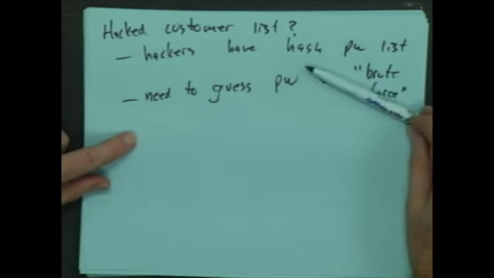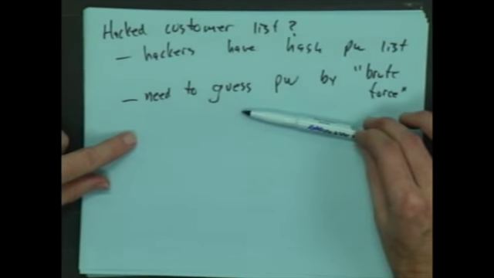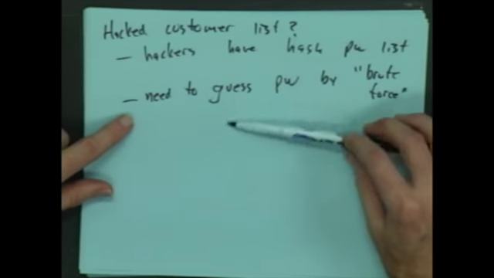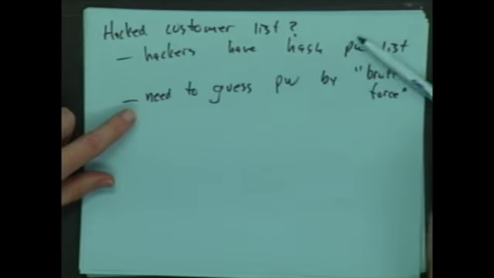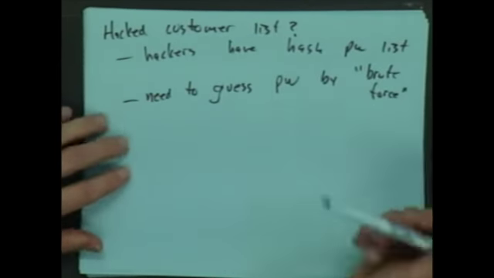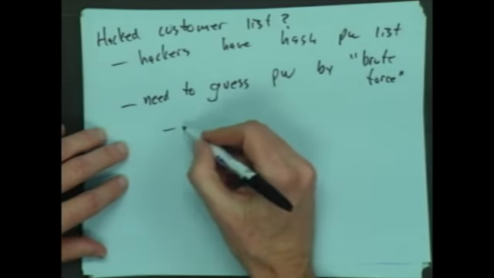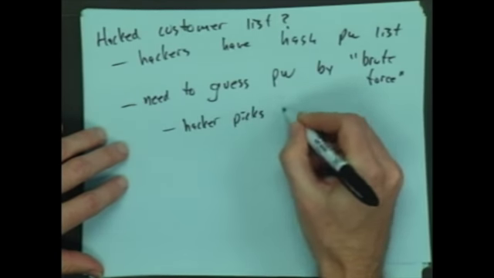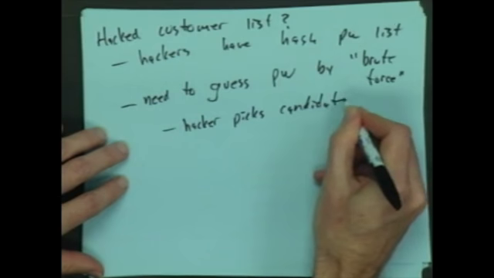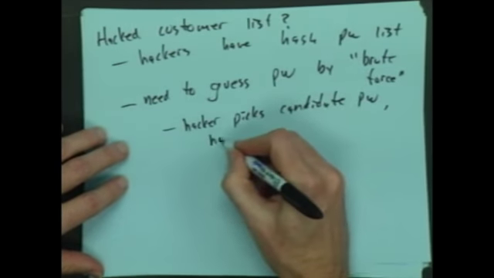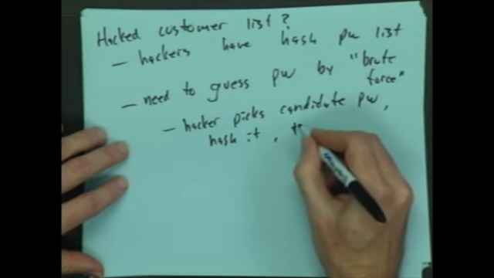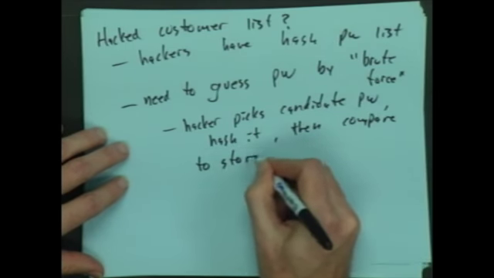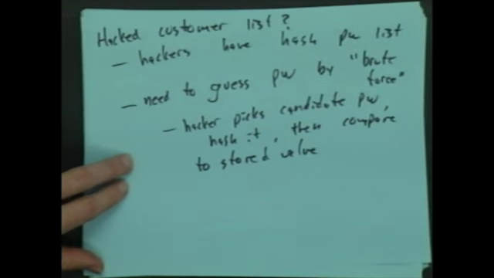So, okay, I hacked you on Yahoo, and now I'm going to go hack your eBay account and sell stuff there. I'm going to hack your Facebook account and post spam on your feed, various things. But I want your password. I have to do it by brute force. That means I pick a password, so I'm the hacker. So I pick a candidate password, and then I hash it, and then I compare to the stored value. Does that make sense?